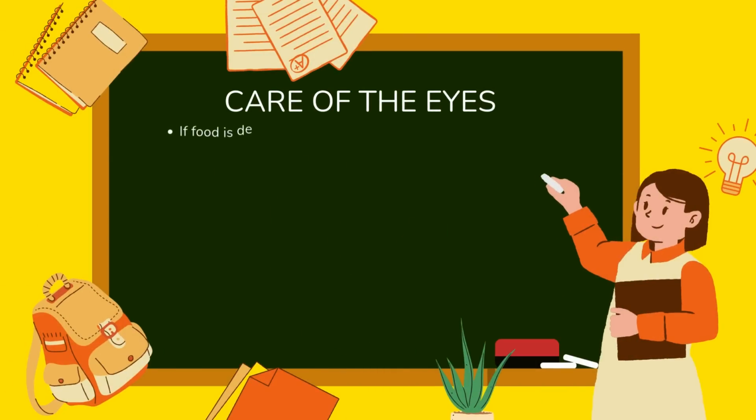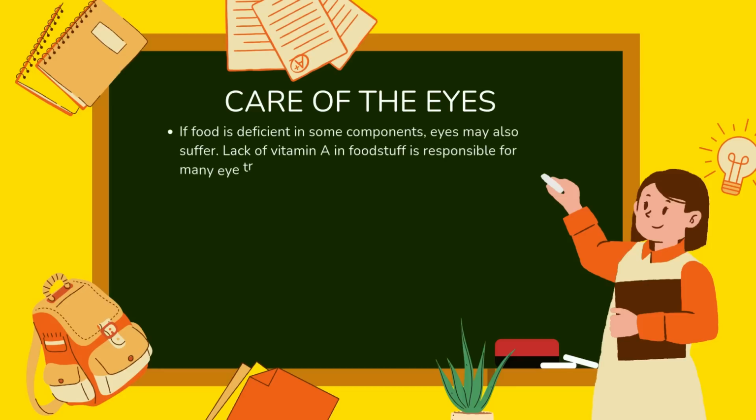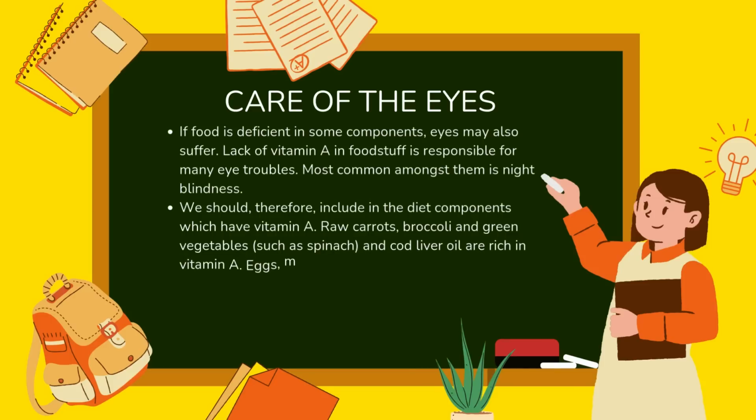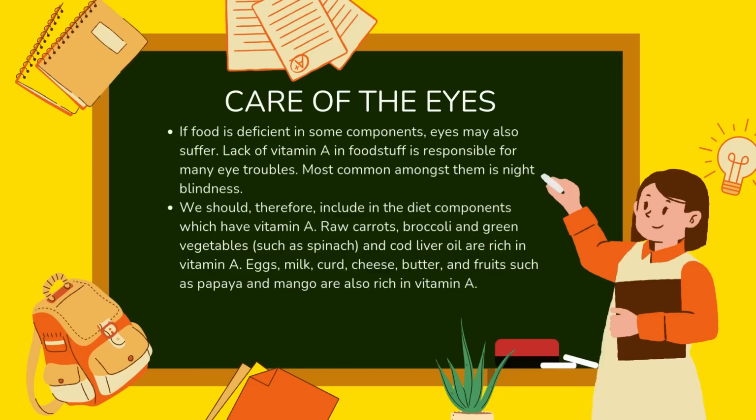If food is deficient in some components, eyes may also suffer. Lack of vitamin A in foodstuff is responsible for many eye troubles. Most common amongst them is night blindness. We should, therefore, include in the diet components which have vitamin A. Raw carrots, broccoli and green vegetables such as spinach and cod liver oil are rich in vitamin A. Eggs, milk, curd, cheese, butter, and fruits such as papaya and mango are also rich in vitamin A.